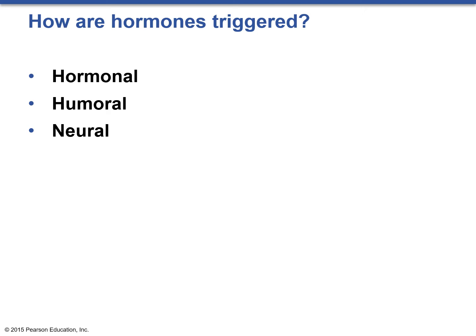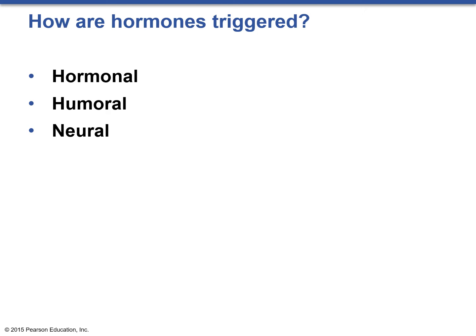The second way that hormones are triggered is humoral. Humor refers to the actual blood or fluids inside the body. Here, varying ion concentrations in the blood can activate glands. An example would be parathyroid hormone, which is activated by calcium levels, or insulin, which is activated by blood sugar levels.